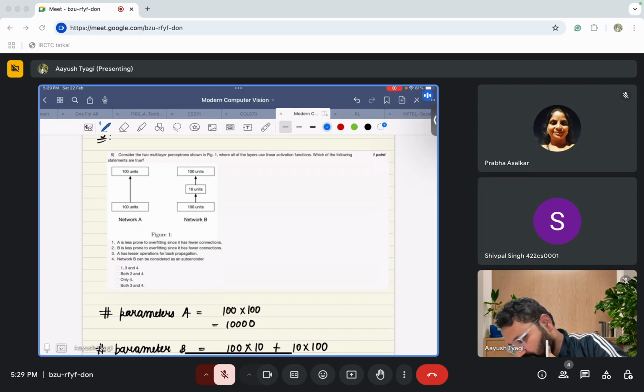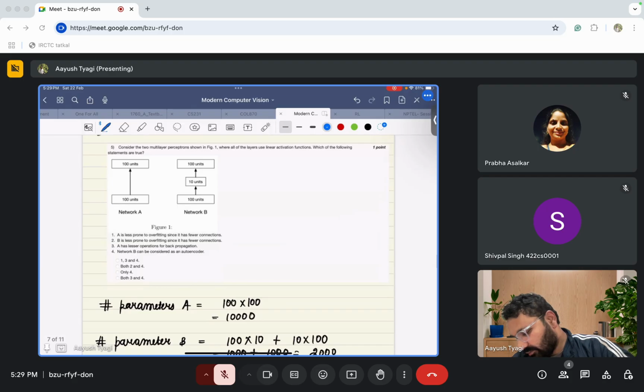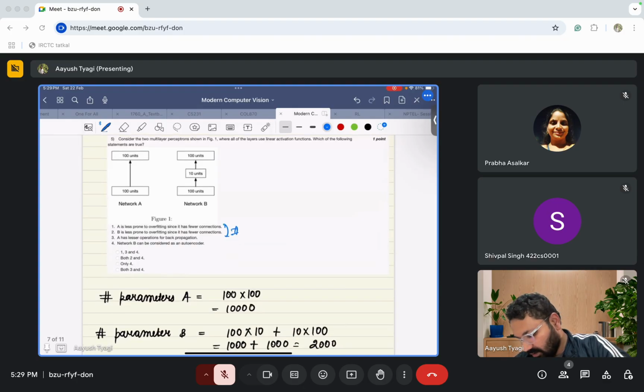Right. So the next is: you have two multi-layer perceptrons given in figure 1, where all the layers use linear activation. Which of the following statements is true? The first one: A is less prone to overfitting since it has fewer connections. So there is a talk about the number of connections. The number of connections is basically parallel to the number of parameters. So let's compute the number of parameters in A. You have 100 input units, 100 output units, and connections from each input to each output. So you have 100 cross 100 parameters in this case, right?